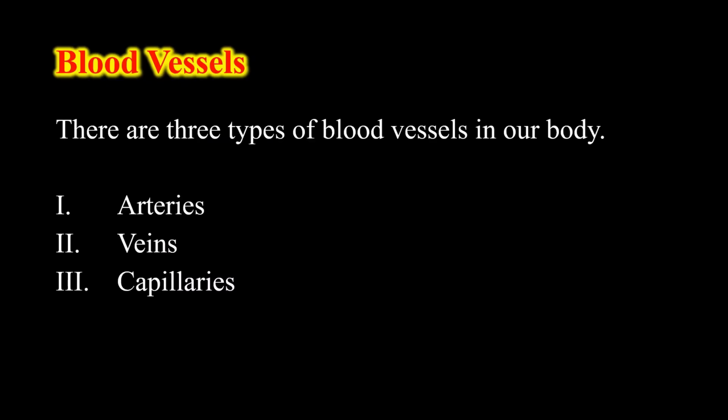First, let us understand the blood vessels. What is a blood vessel? Blood vessels are thin tubes in which blood flows from one part of our body to another part. And there are three main types of blood vessels in our body. First is the artery, second is the vein, and third is the capillaries. So let us understand these three types of blood vessels in detail.